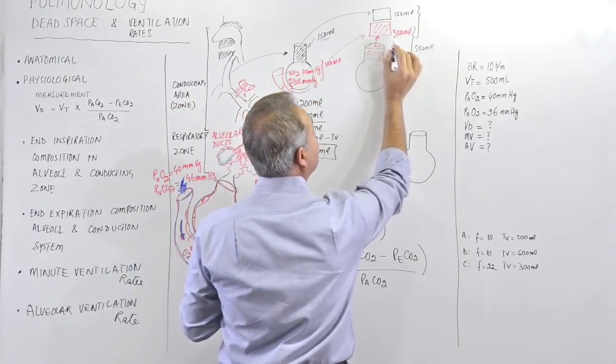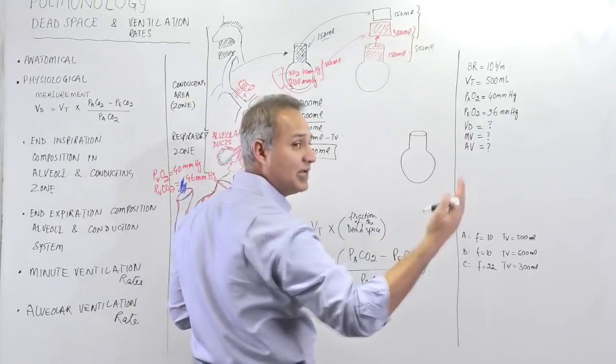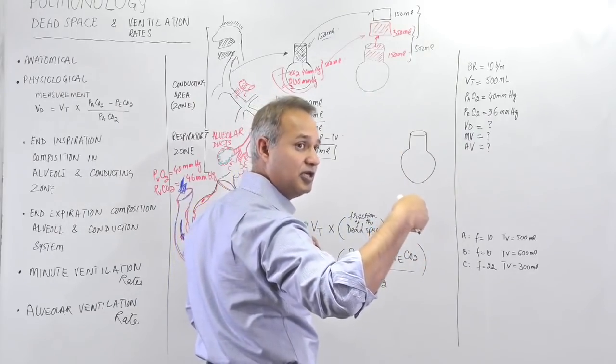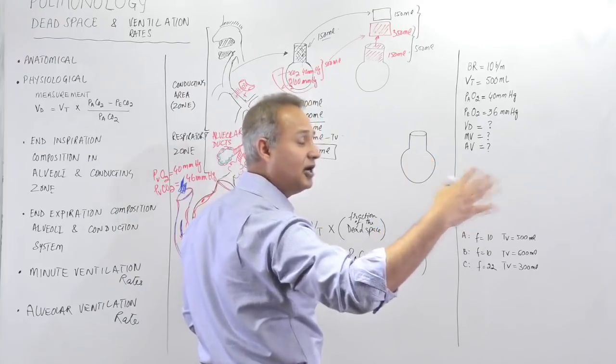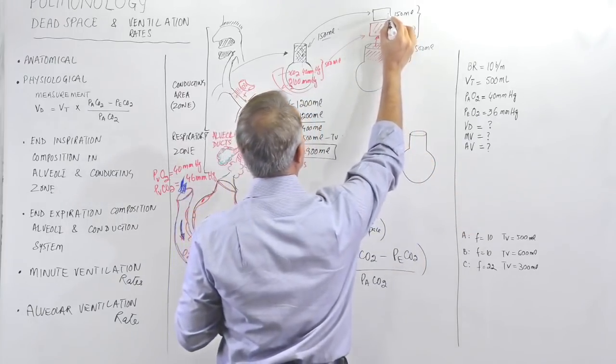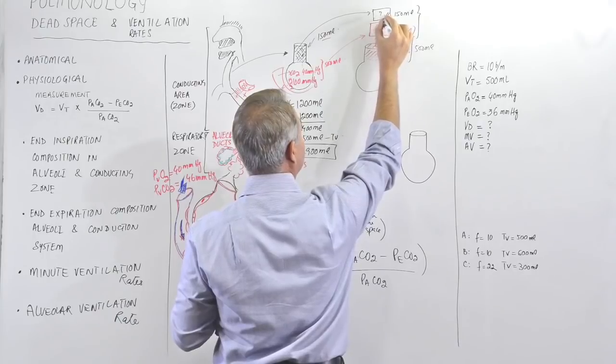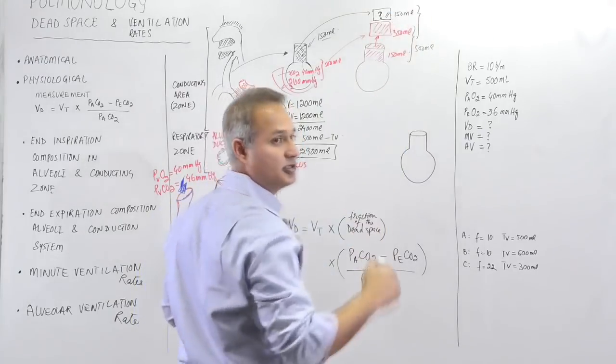How about this 350 that went out? Same as the alveolar composition, which is carbon dioxide 40 and oxygen 100. How about this? We still do not know it. I'm going to put a question mark here.